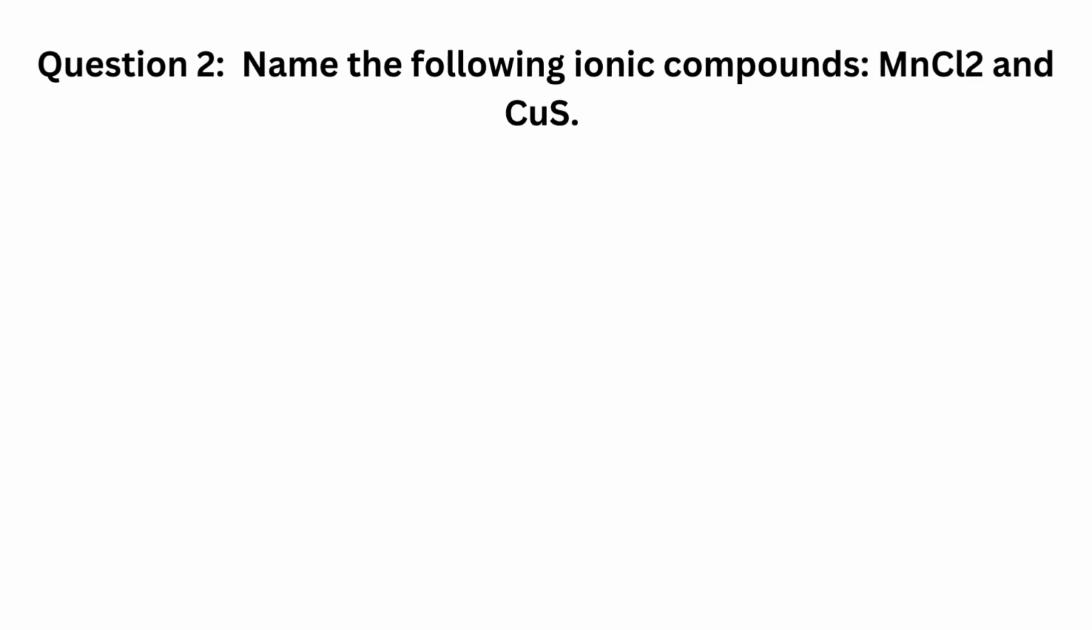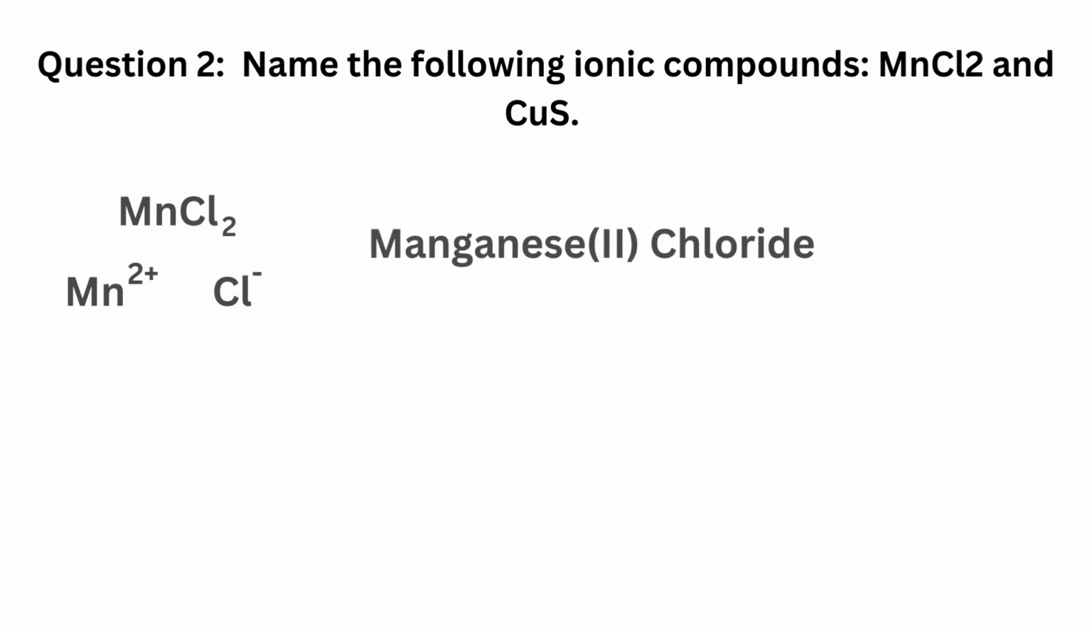Question 2. Name the following ionic compounds: MnCl2 and CuS. Again, pause the video if you need more time. Here's the answer. MnCl2 consists of manganese and chloride ions. Since manganese is a transition metal, we use stock notation to indicate its charge. In MnCl2, manganese has a +2 charge, so the compound is named manganese(II) chloride.